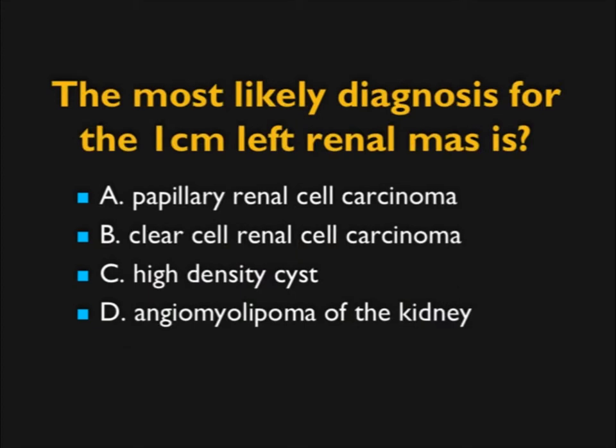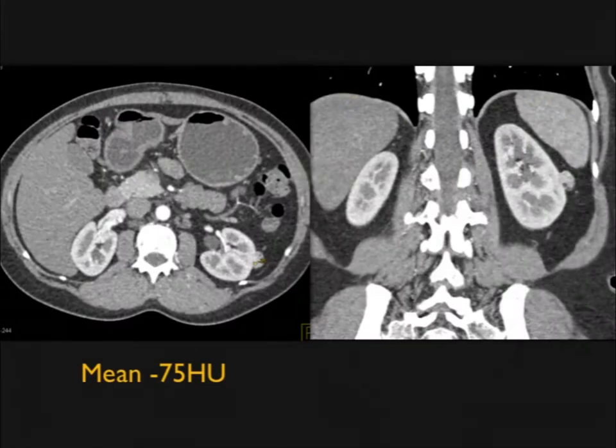The most likely diagnosis for this 1 centimeter left renal mass is, and again, when you look quickly, you see a hypervascular mass, and you're thinking papillary versus clear cell, but you look carefully, there's a dot in the lesion. And you can see I measured that dot, and it measures -75.